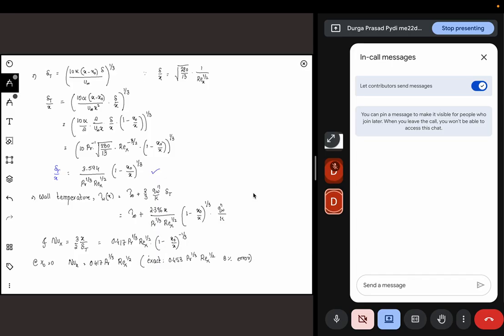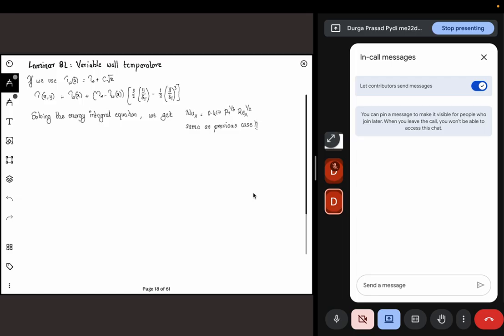Yeah, I guess there are no questions. So this is the one that I was telling you about. You can solve it like this, and then you'll get the same as before.